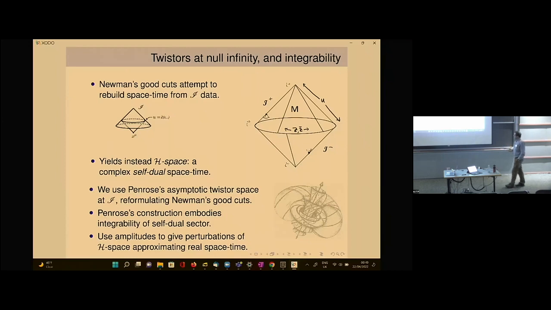This led to a big breakthrough for Roger Penrose. It led to his nonlinear graviton construction. He reformulated this in twistor space. He constructed a twistor space at null infinity, and he reformulated his construction as a kind of integral system. So this is before integrability was really, well, integrability was rising at this stage. This is the 1970s.